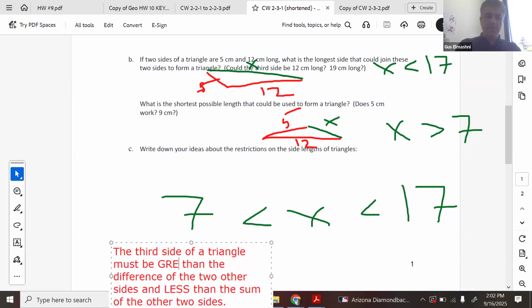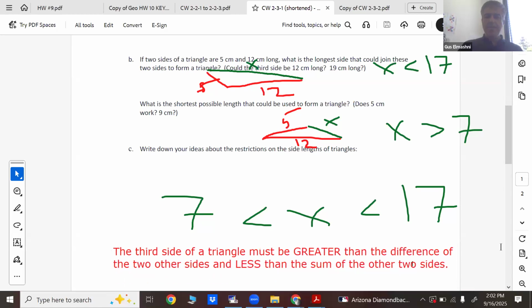And that was terrible grammar. Greater. Yeah, that's it. That is the whole essence of this topic here. The third side of a triangle must be greater than the difference of those two sides and less than the sum of those two sides. So it is a range that's acceptable, an acceptable range for the missing side.